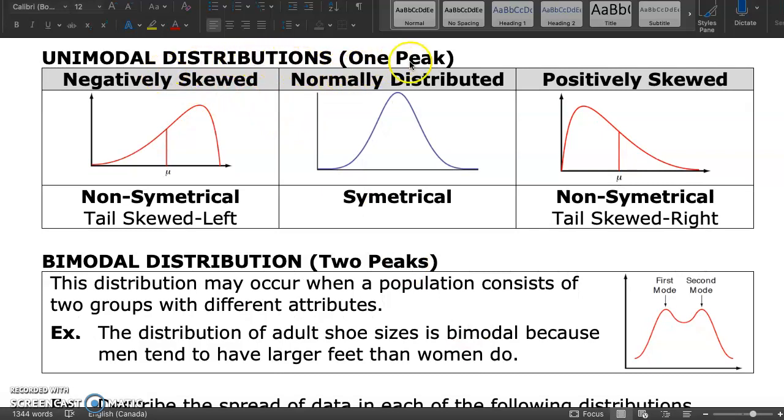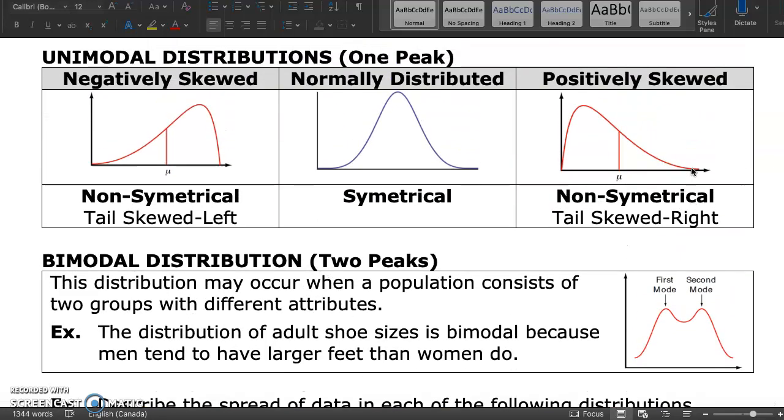Unimodal distributions have one peak. So here, each of these has one maximum. The distribution of a variable refers to what outcomes are most likely. In the case of a normally distributed variable, that means that we have one peak and it's equally likely to go to the left or to the right as far as the outcomes. Negatively skewed means that the tail is to the left and it's non-symmetrical. Positively skewed, think of where is the tail? The tail is to the right-hand side.